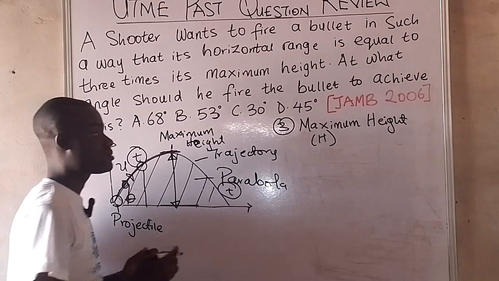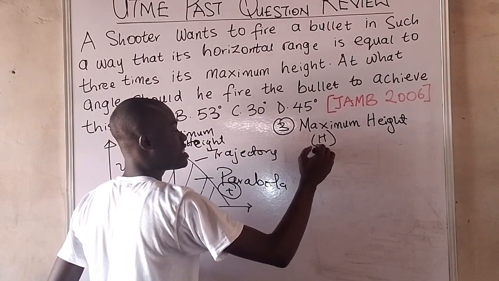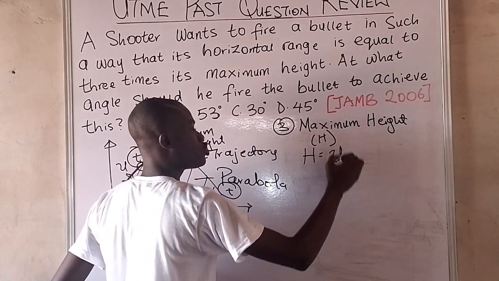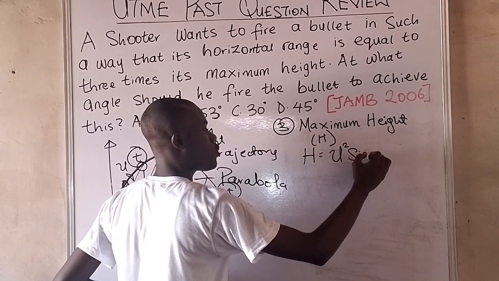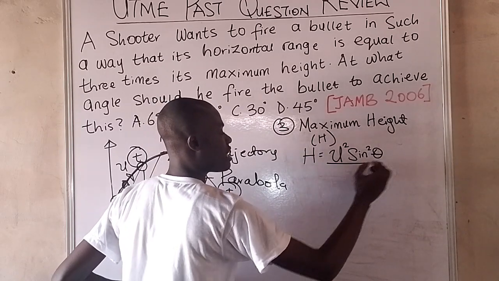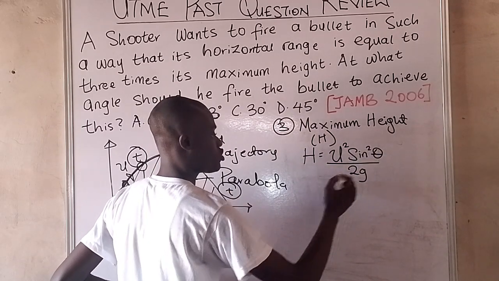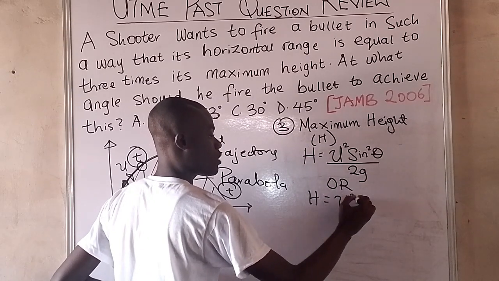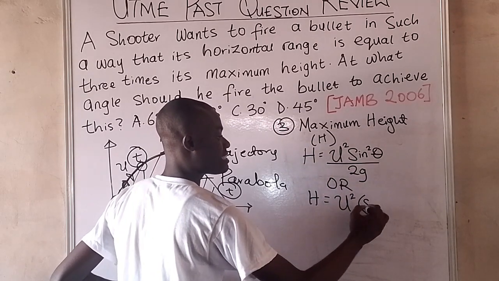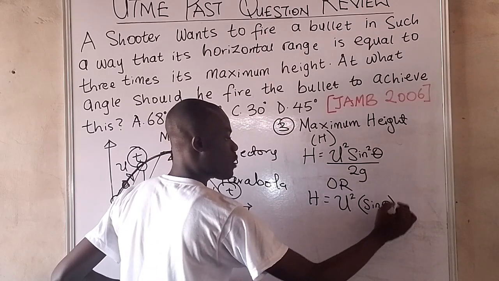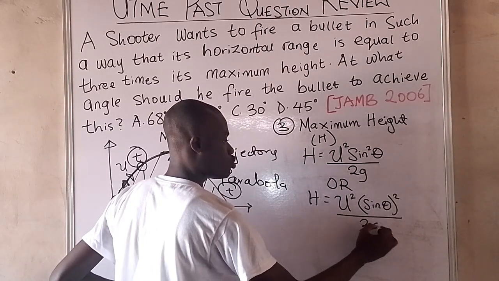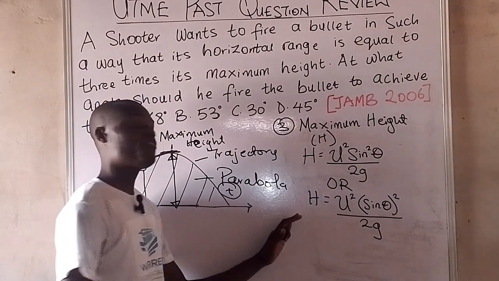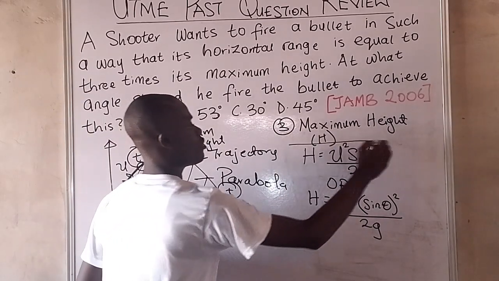And how do we calculate maximum height? Maximum height, represented with h, is calculated with u squared sine squared theta over 2g. Some people write it as h equals u squared times sine theta squared over 2g. So this is the formula for calculating maximum height.